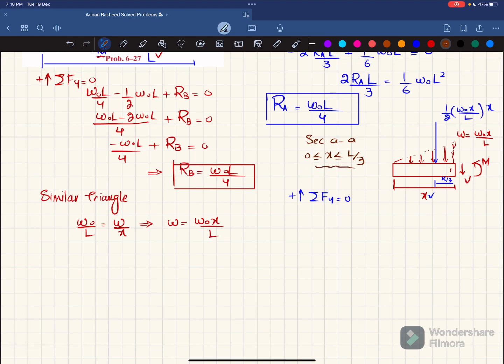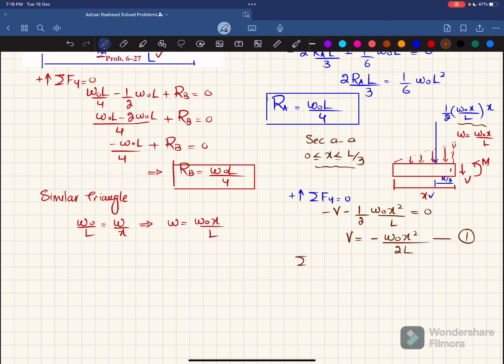Clear? Now V is downward, so minus V, and this load is also downward, so minus 1 over 2 W naught X square over L is equal to 0. So from here you will get V is equal to minus W naught X square over 2L. Let this be your equation number 1.